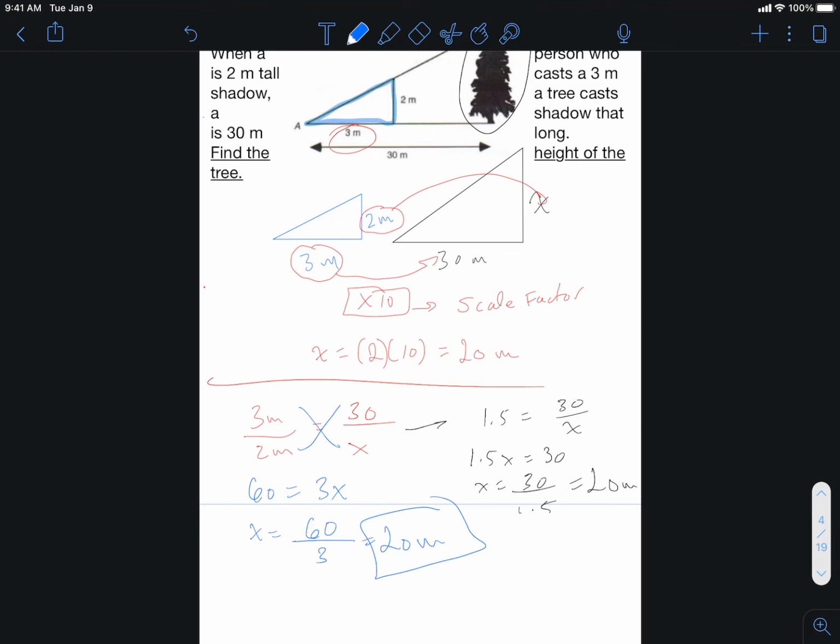Does anybody have any questions about that? There's one of those questions, just a similar triangle question, on the formative, so you can give it a go and see how it turns out for you.